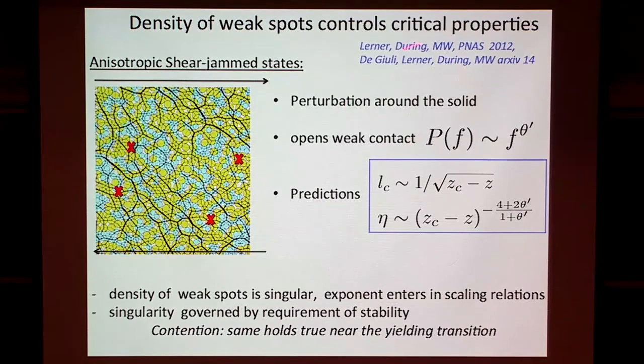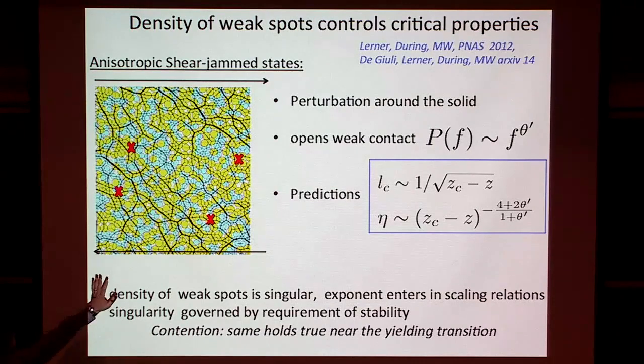And what you can show using geometry is that flow properties like viscosity or velocity correlation will be governed by the number of contacts that you actually opened. It turned out that this number is not trivial, and it has to do with the fact that soft spots in the system, here I really mean weak contacts, have a non-trivial density. So if you look, for example, at the distribution of contact forces in the system, it's actually controlled by a non-trivial exponent. This exponent, we argue, enters in the rheology near jamming.